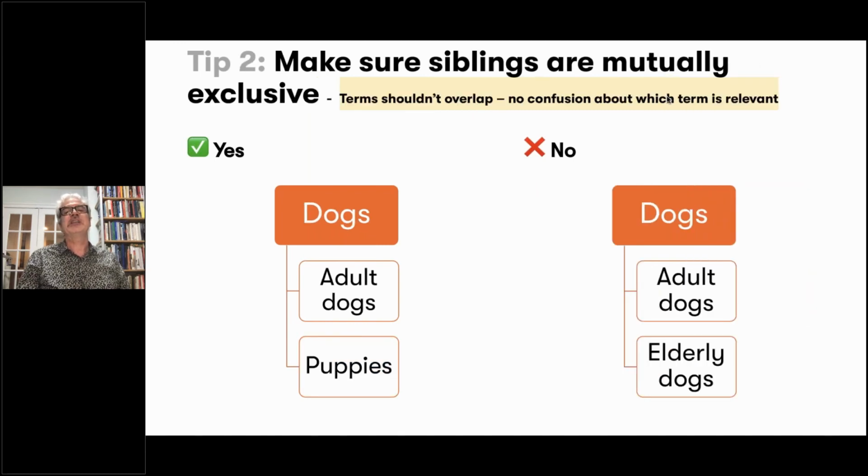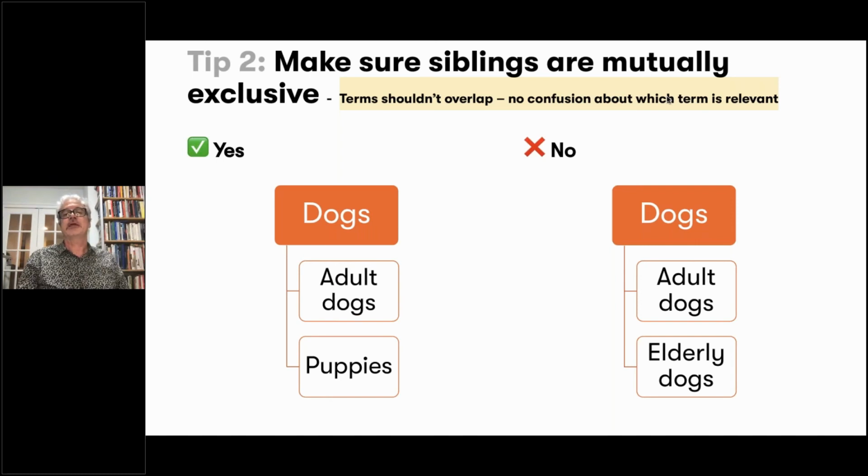My next tip for you is to make sure that siblings are mutually exclusive. So that means the terms don't overlap. There's no confusion about what term to use. So on the left side, we have dogs being divided according to age, and we have adult dogs and puppies. And we can see that those are different ideas. Now, puppies are not adult dogs. We, of course, want to define at what age a puppy becomes an adult dog, but we won't have any kind of dog being both an adult dog and a puppy at the same time.